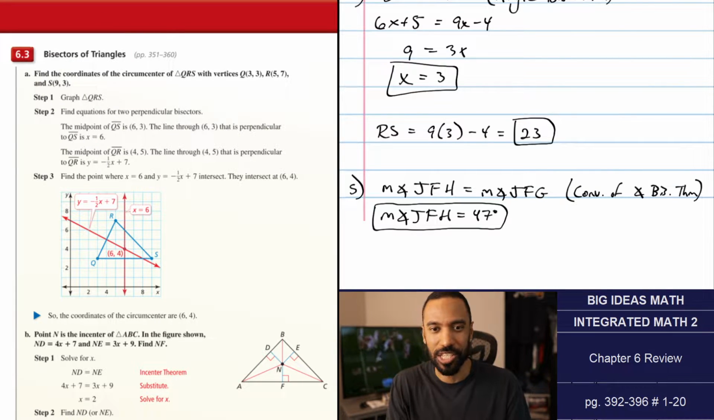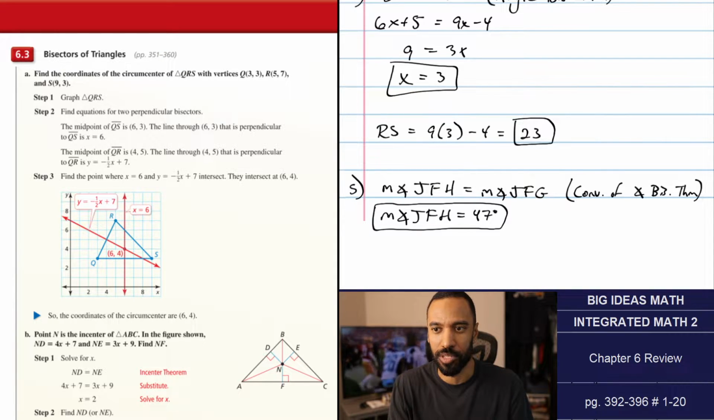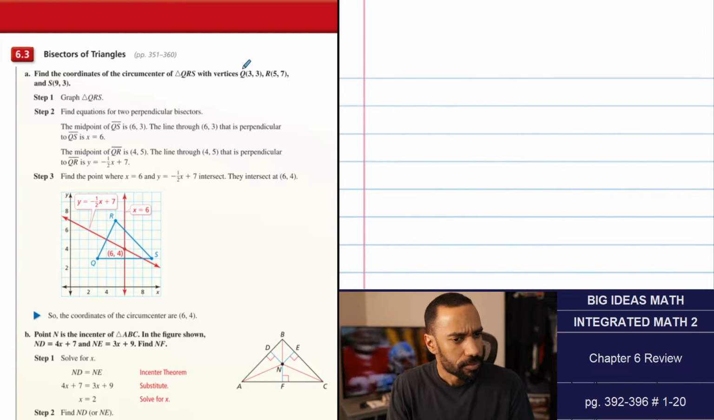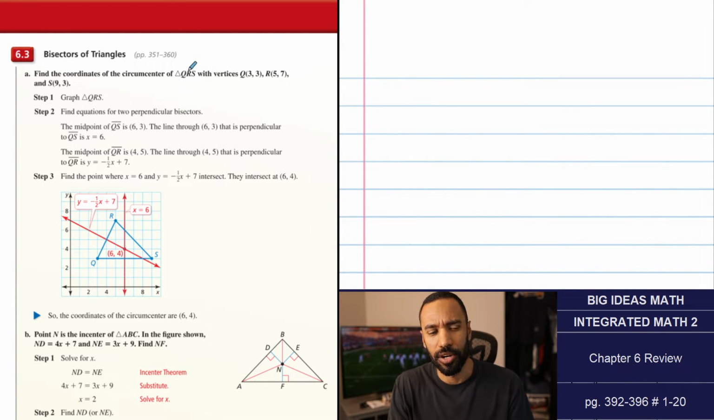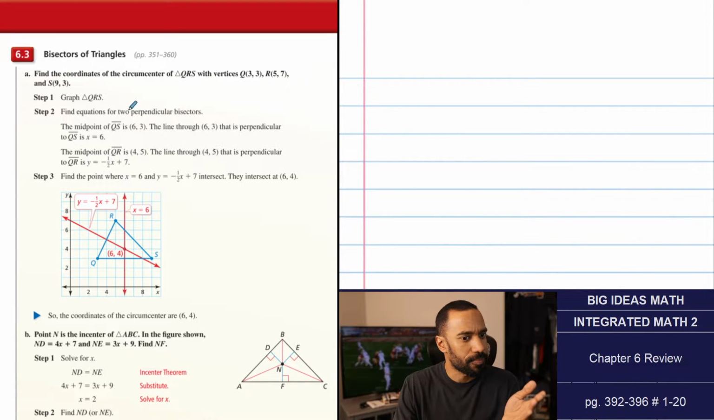Let's look at section 6.3 on bisectors of triangles. Oh, that's right. We have to do some graph things. I think I still have my graph paper stuff with me. It's good. I'll attach that as well if we need to. Find the coordinates of the circumcenter of triangle QRS with vertices Q, R, and S as follows. Okay, so they're going to talk about midpoints and such.